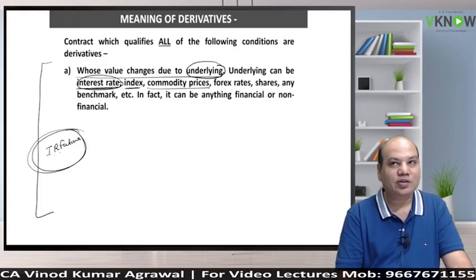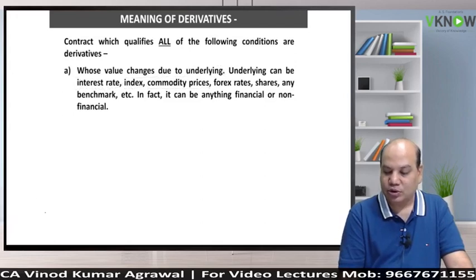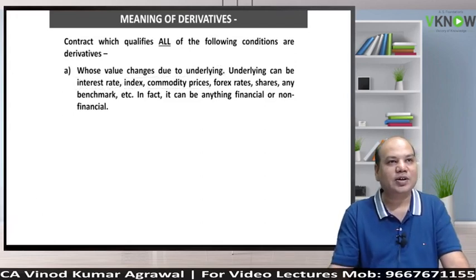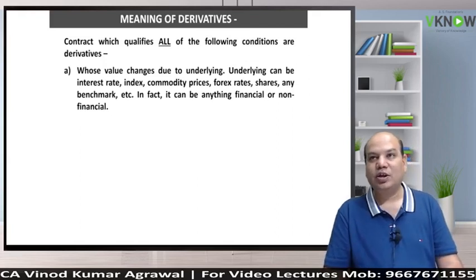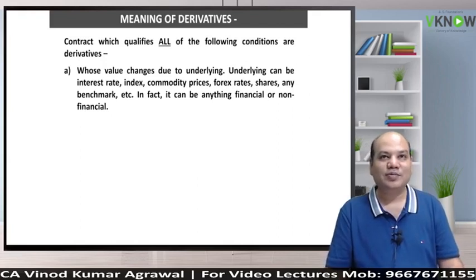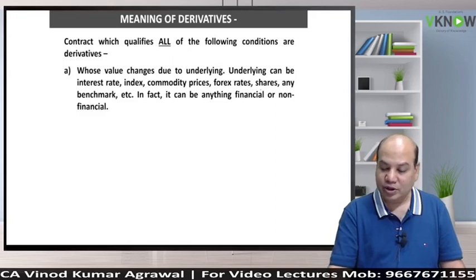Gold futures are traded. Oil futures are traded. Metal futures are traded. And as the value of gold, silver, metal, etc. changes, the value of that contract keeps changing. Then there is forex, which is also an underlying, very popular. The call option and put option on euro-dollar are available now.